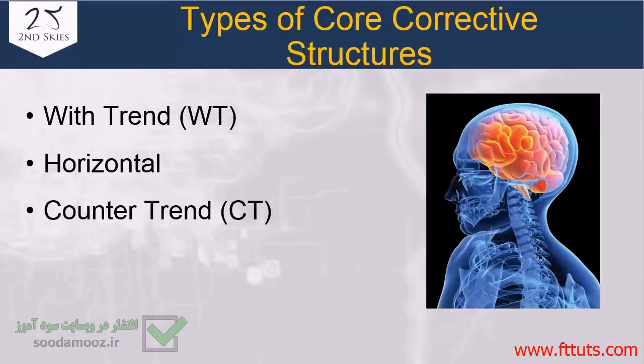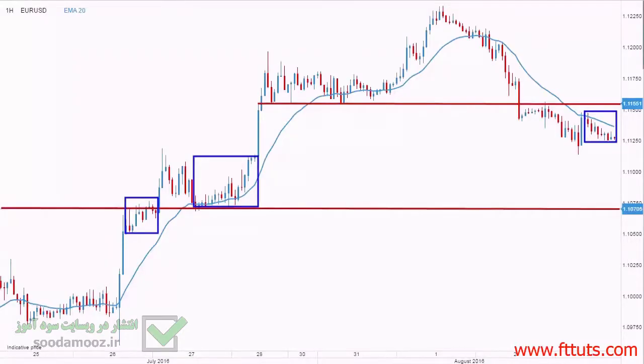Starting off with the types of corrective structures, this is something we mentioned before, and I want to reinforce it because some people seem to forget about this. There are with trend corrective structures, there are horizontal corrective structures, and there are counter trend corrective structures. Just to reiterate what those are, we have this chart here in the US dollar, 1 hour time frame. A with trend corrective structure would be this move right here. This would also be a with trend corrective structure. In the context of this move, it's not, it's counter trend. But in the context of this move, it is with trend. So these are with trend corrective structures.